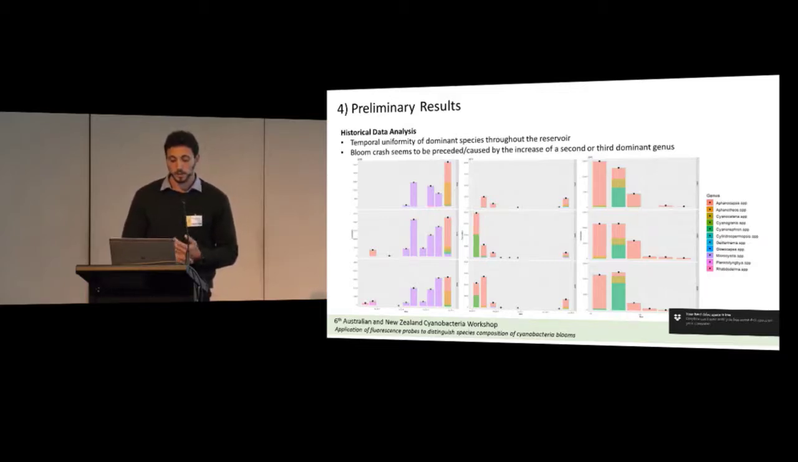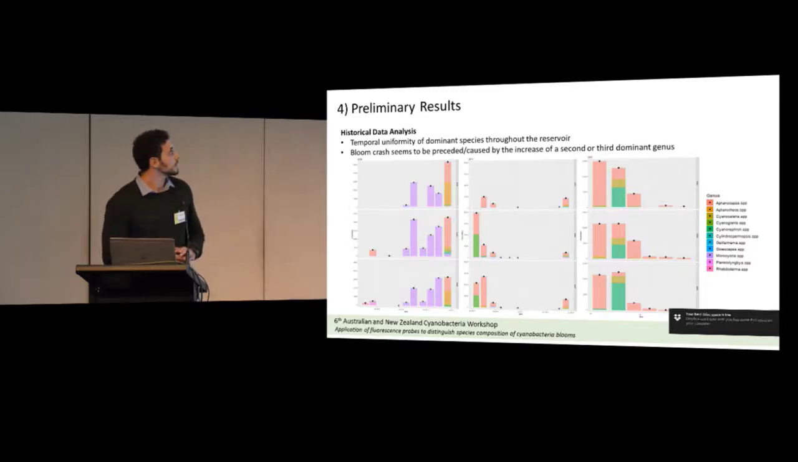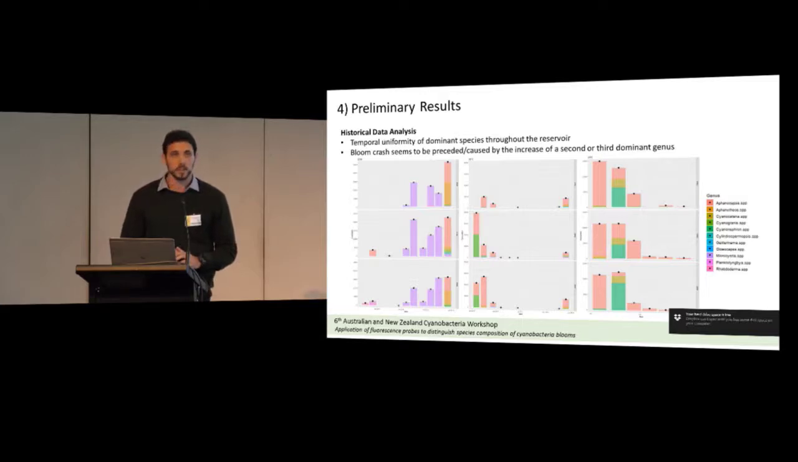Another pattern that we can observe throughout this time series graph is that the bloom crash seems to be preceded by the increase of a second or third dominant genus population. So for instance, in the beginning of 2018, we can see that the bloom was mainly dominated by Aphanocapsa cells, and then after that there was an increase in the populations of Cyanocatena and Cyanogranis, in yellow and green. And following that, the total Cyanobacteria cell count started to decrease until total bloom extinction.